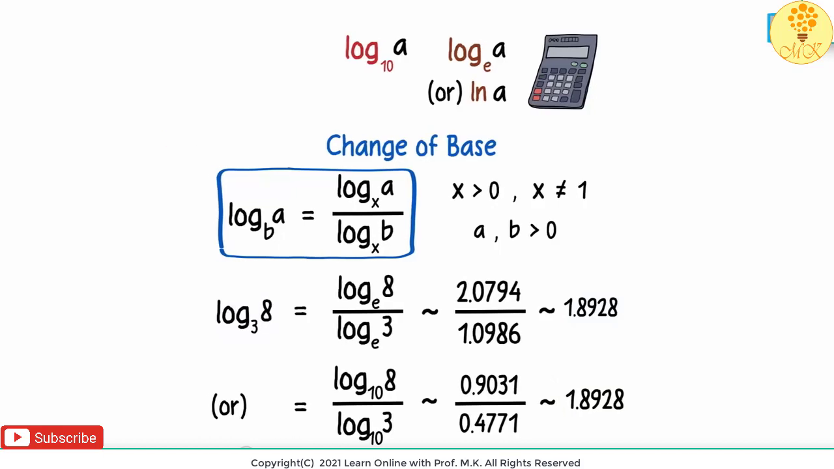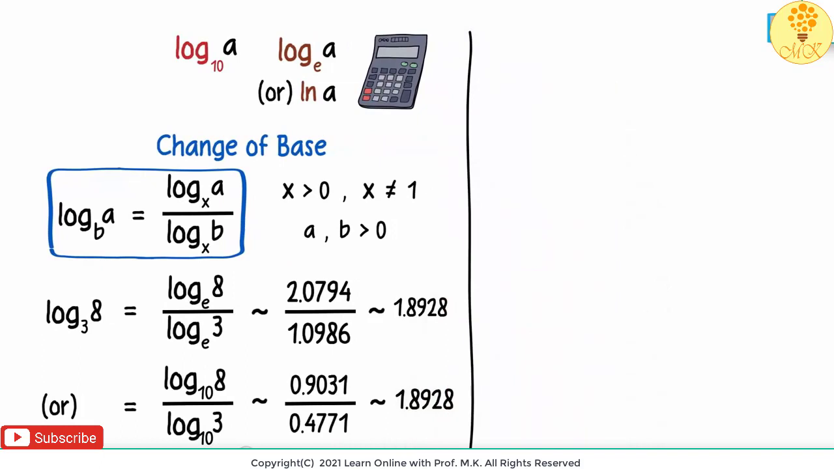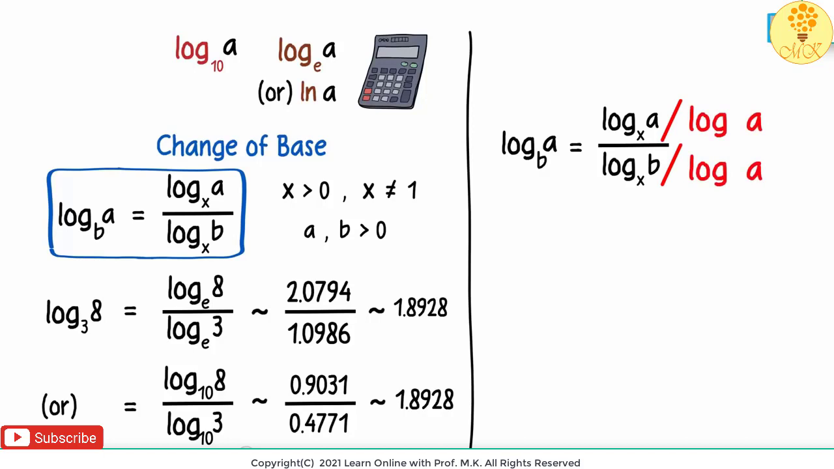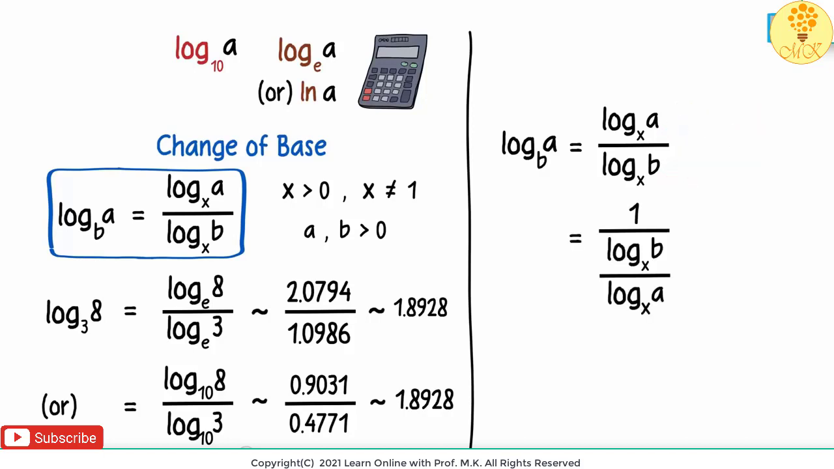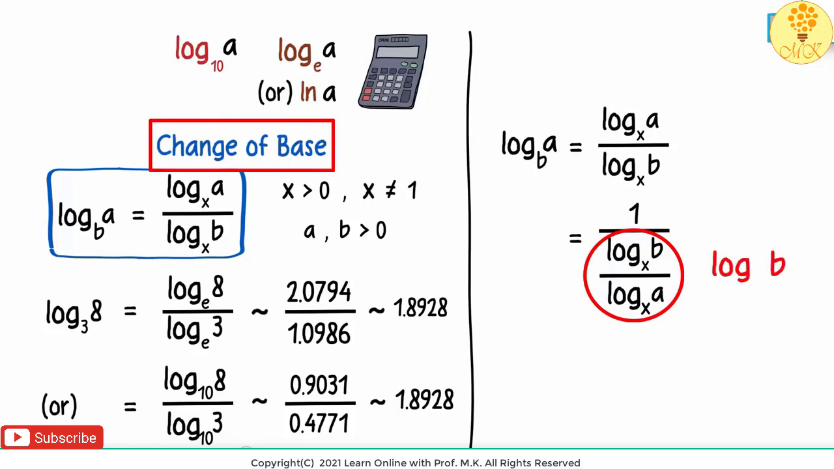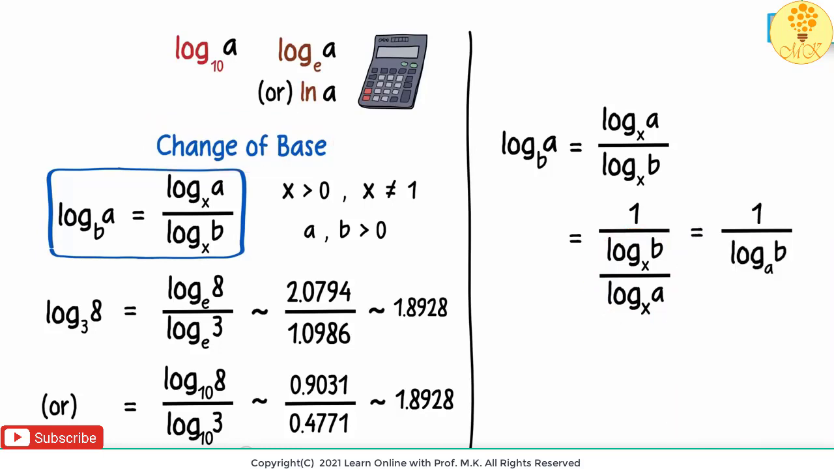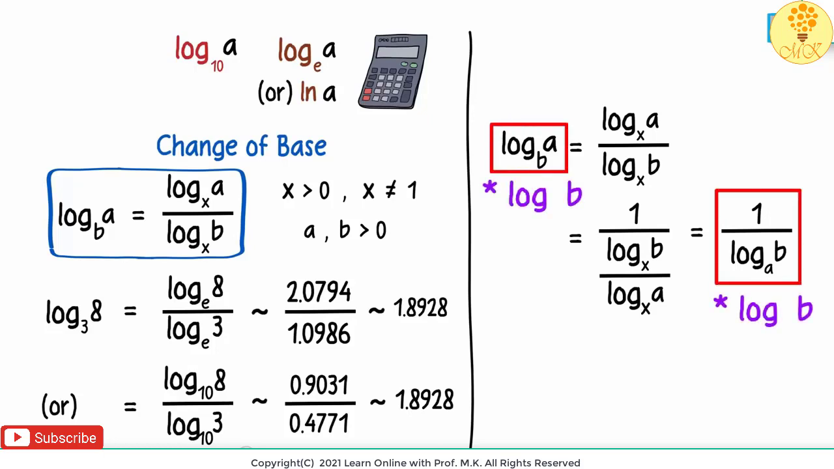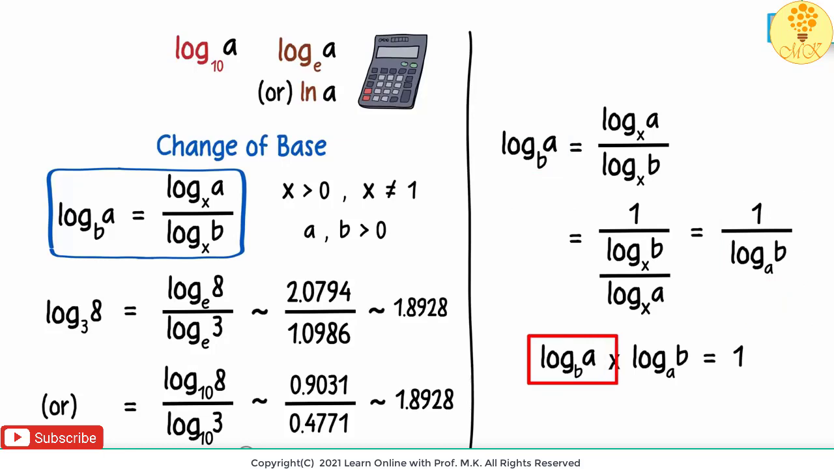And with this formula, there's one other minor property we can derive. We know this formula. Now, if we divide the numerator and the denominator by log of a to the base x, we get this. Look at the denominator now. What will this be equal to? Using the change of base formula again, it will equal log of b to the base a. We get log of a to the base b equal to 1 over log b to the base a. And multiplying both sides with log of b to the base a will result in this. Log of a to the base b multiplied by log of b to the base a will equal 1.